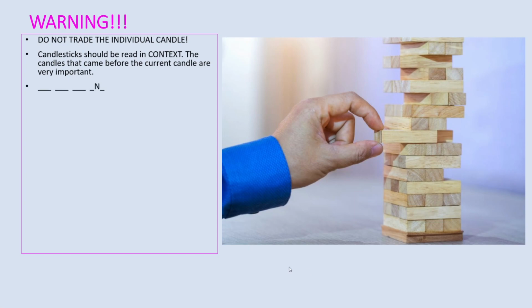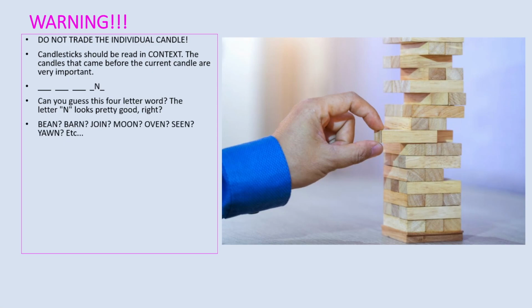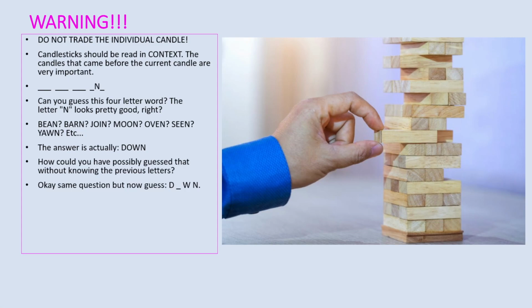We got blank, blank, blank, and N. Can you guess this four-letter word? The N looks pretty good, right? Okay. Well, is the word bean? Is it barn? Is it join? Moon, maybe? Oven? Scene? Yan? Well, the answer is actually down. How could you have guessed that without knowing the previous letters?